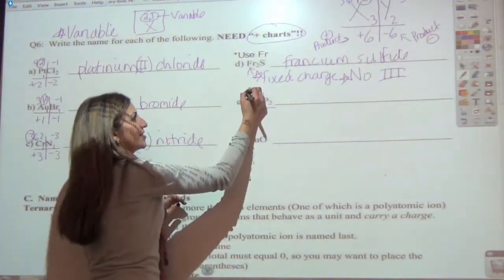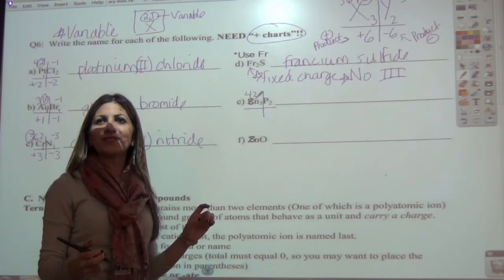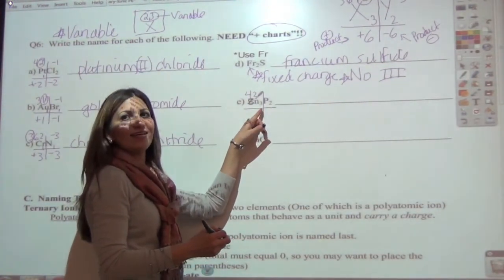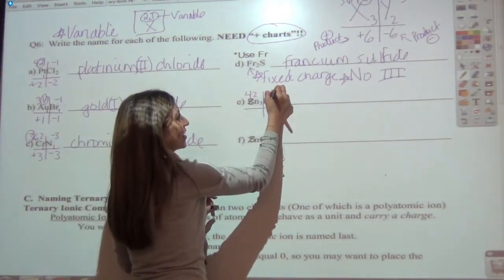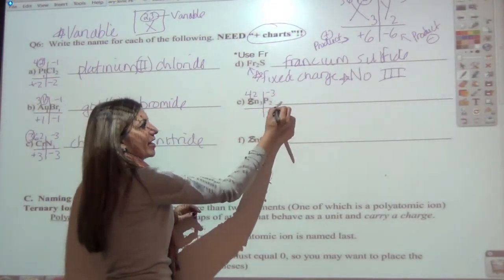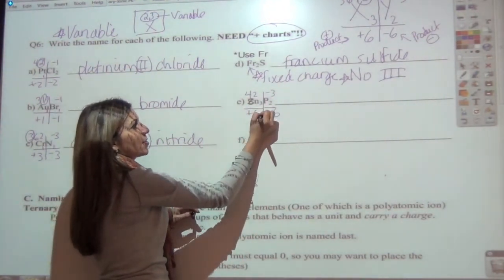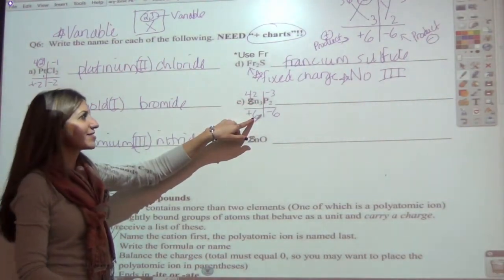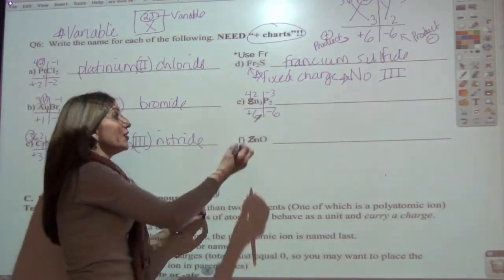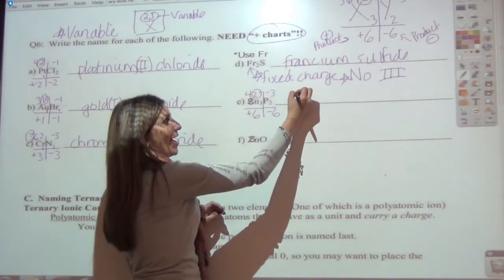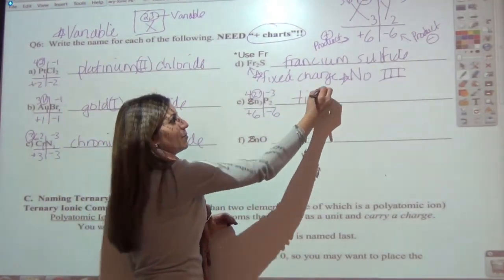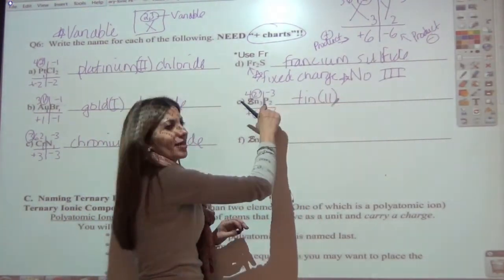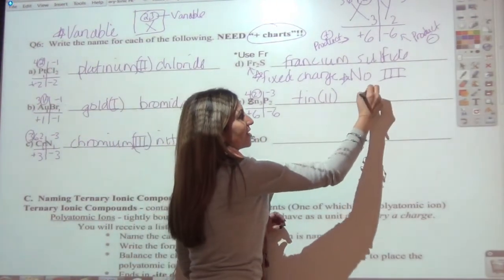Let's try the next one. Okay, 4 and 2. Awesome. And next person, what is phosphorus? Phosphorus is -3. Awesome, -3. Multiply these, we get a -6. So this side is a +6. Which one times 3 equals +6? 2. So this would be written as tin, parentheses 2, and then P is phosphide.